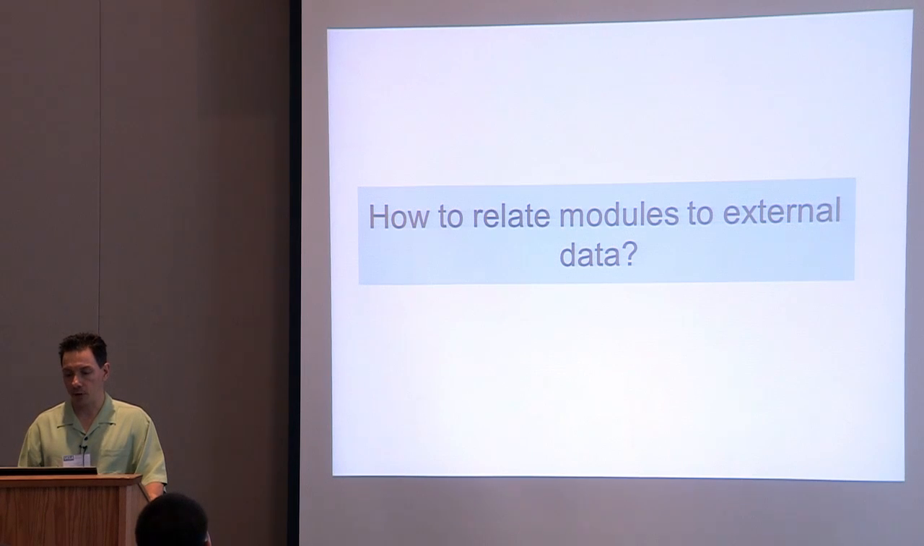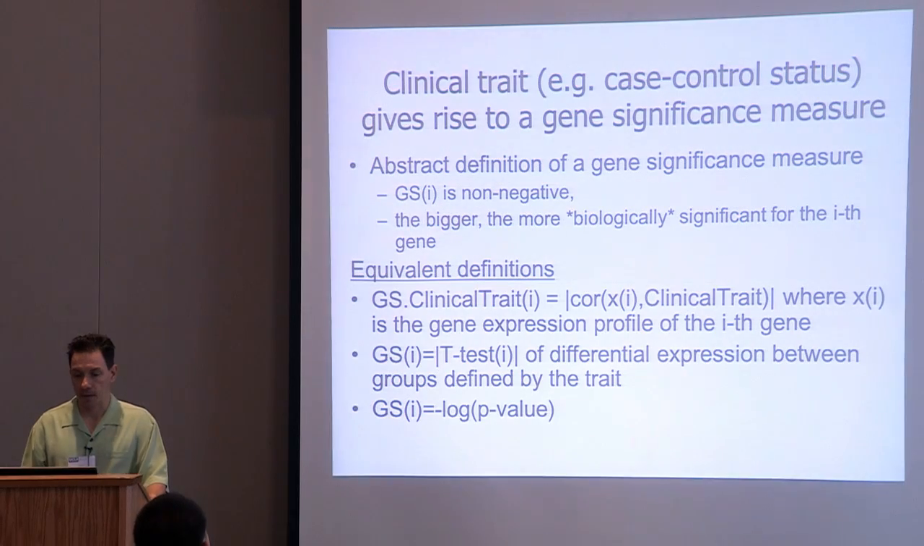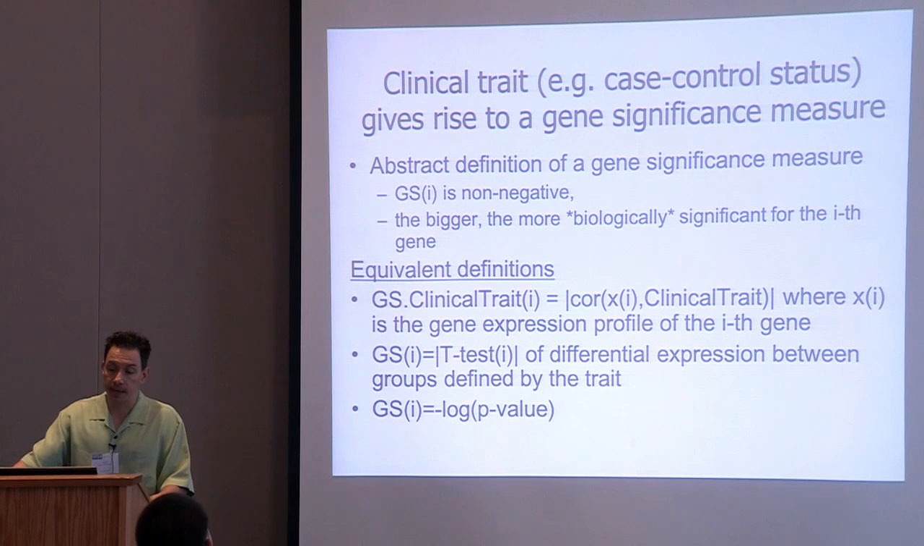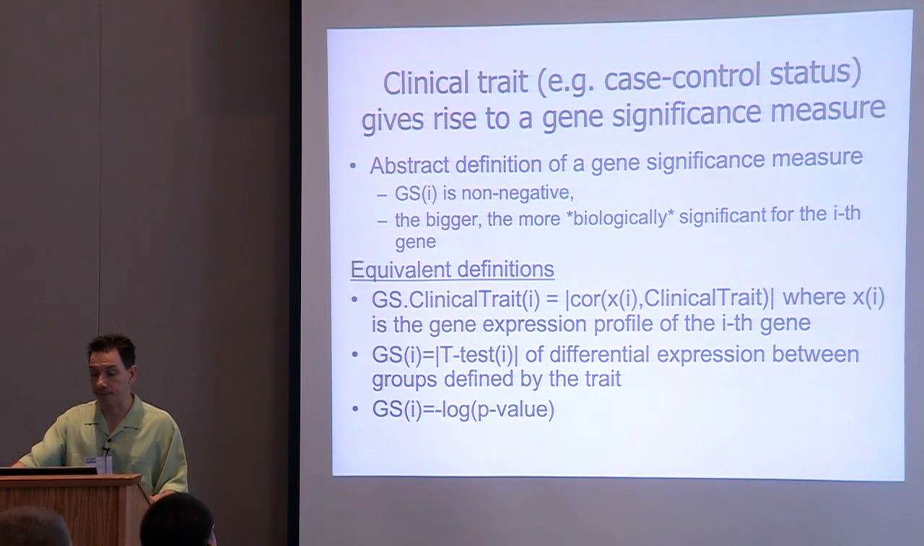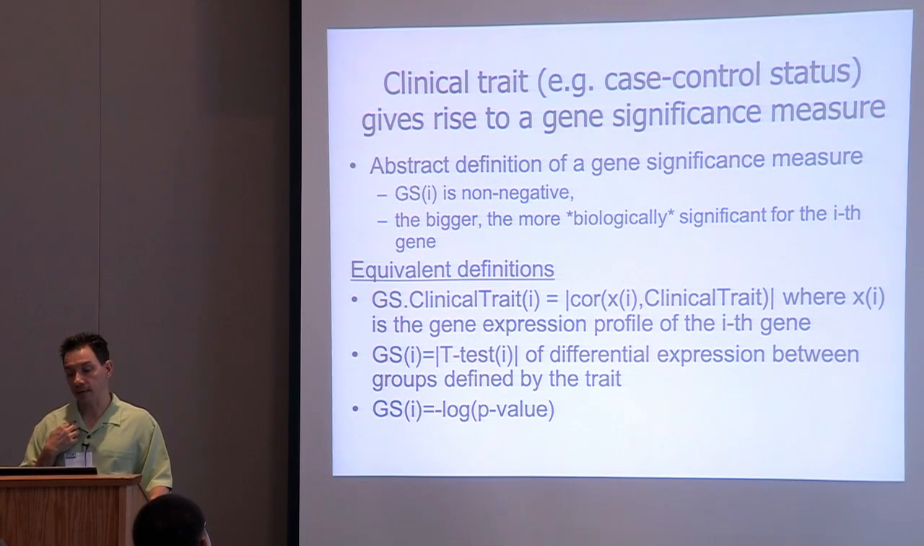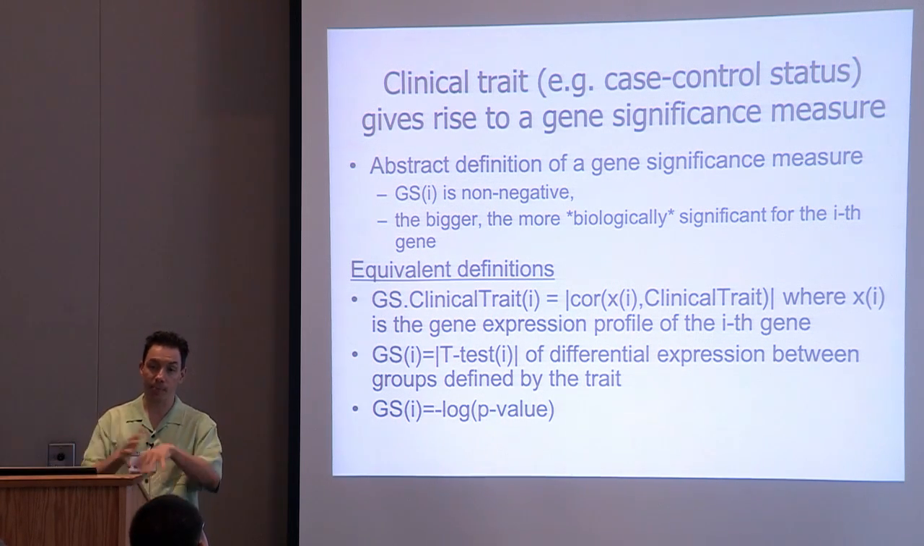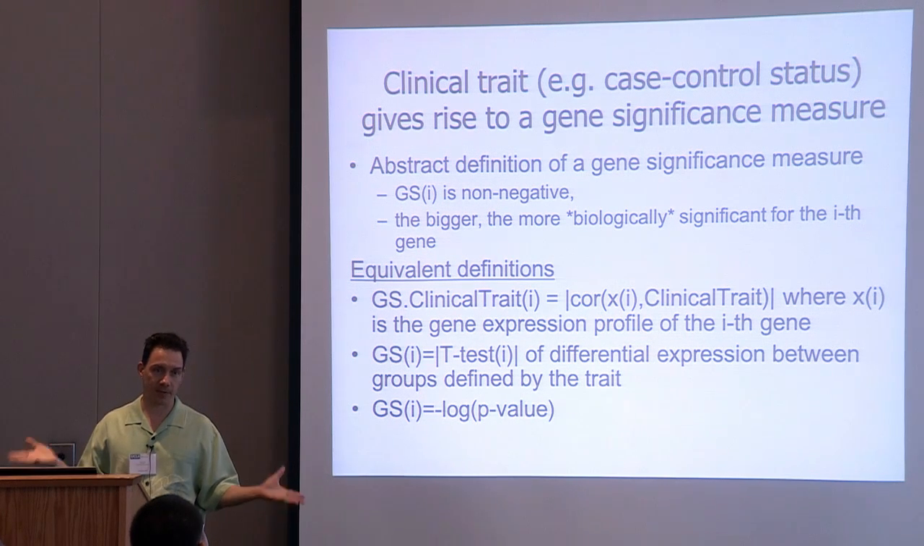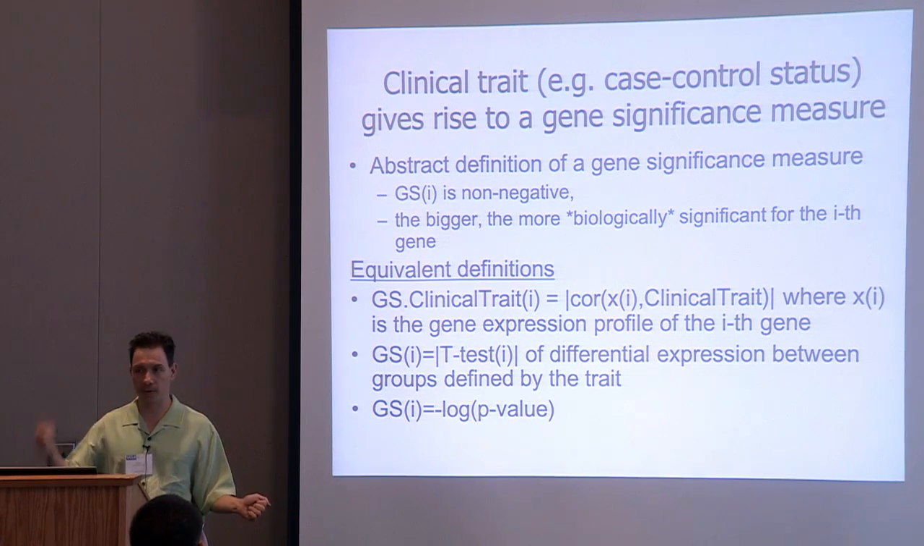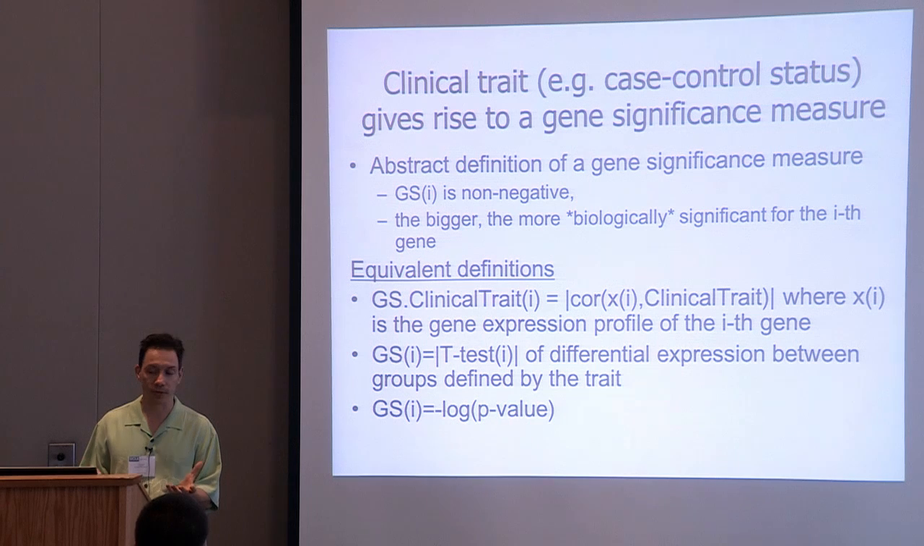How do we relate modules to external data? Well, for example, let's say you have disease status as a clinical trait. There are several ways to do it. One is to define what we call a gene significance measure. By the way, let me step back and say, remember, we now have our modules, let's say based on 500,000 variables, and all we know is module 1, and we know its color, we know nothing about it. So now we need to annotate the modules.